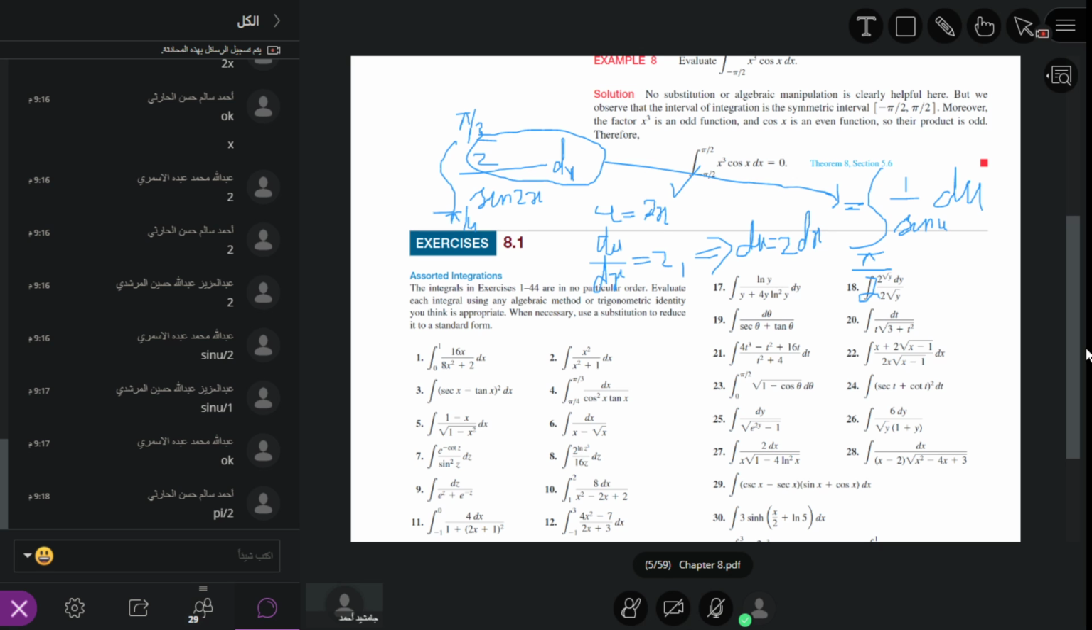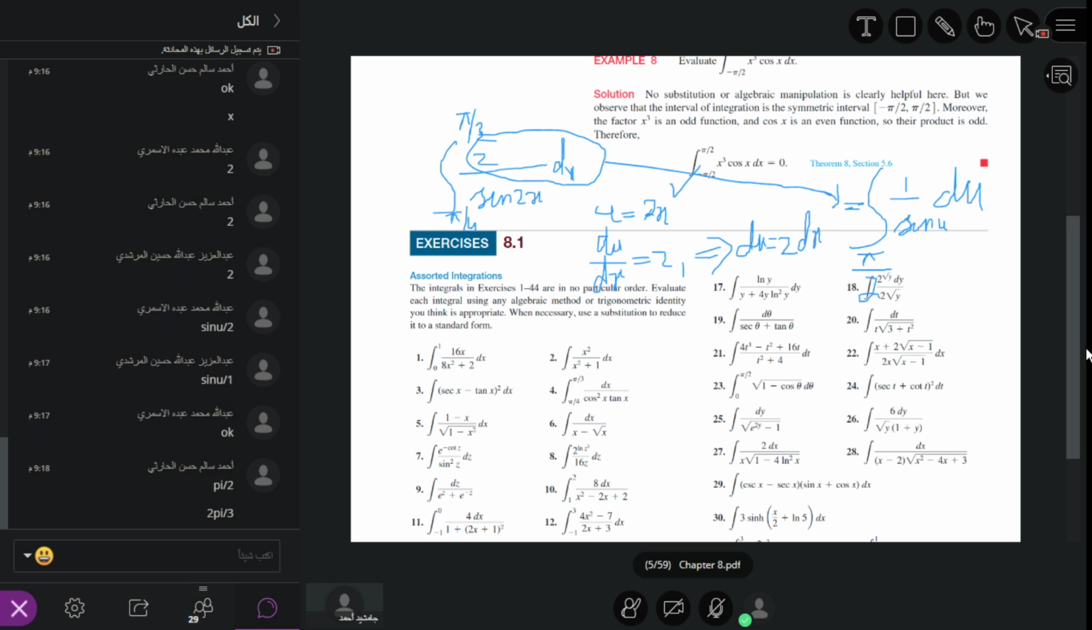Now the upper limit is pi by 3, so u is 2 pi by 3. Pi by 2 is equal to 90 degrees and 2 pi by 3 is equal to 120 degrees. So our question is now shifted in terms of the variable u.